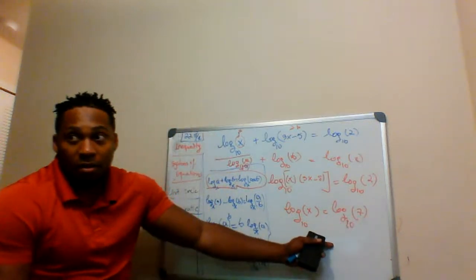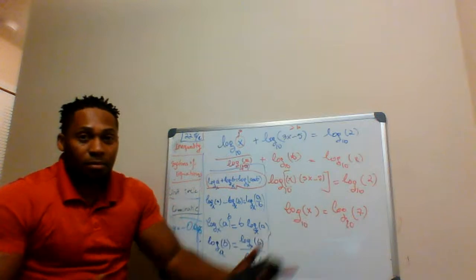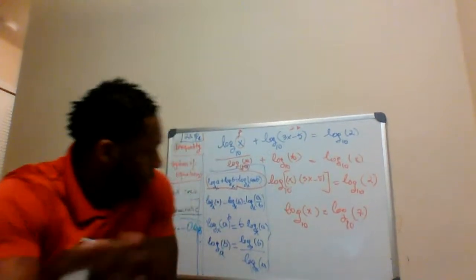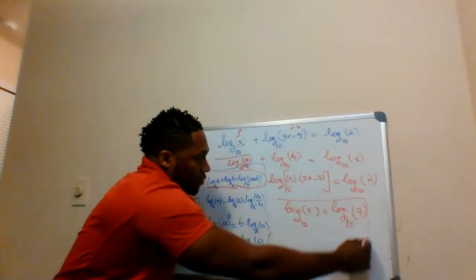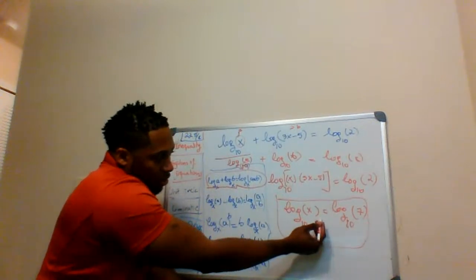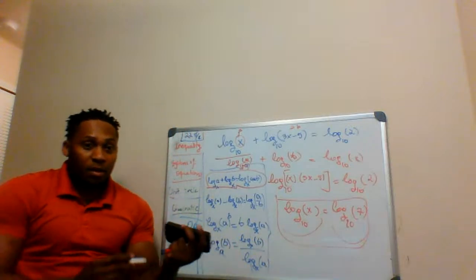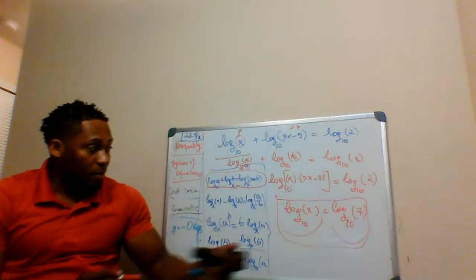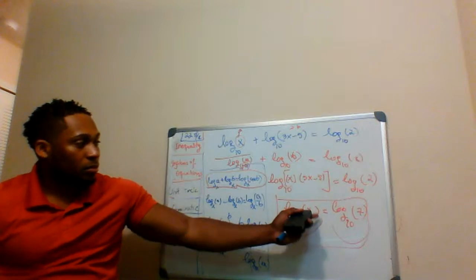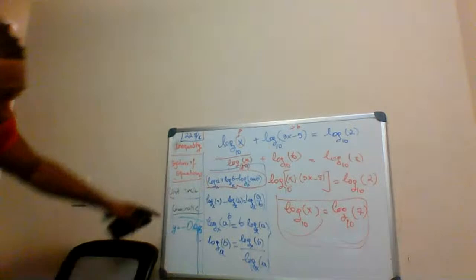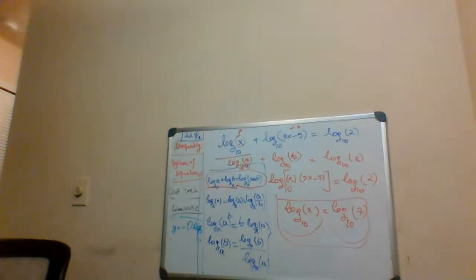So what does that mean? I want you to say what does that mean? If I have log base 10 of x is equal to log base 10 of 7, what does that mean? What's the value of x? Let's see who's going to answer this. It's simple. What's the value of x?